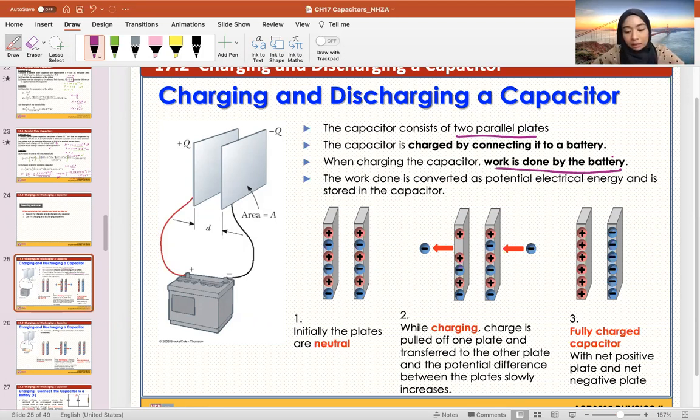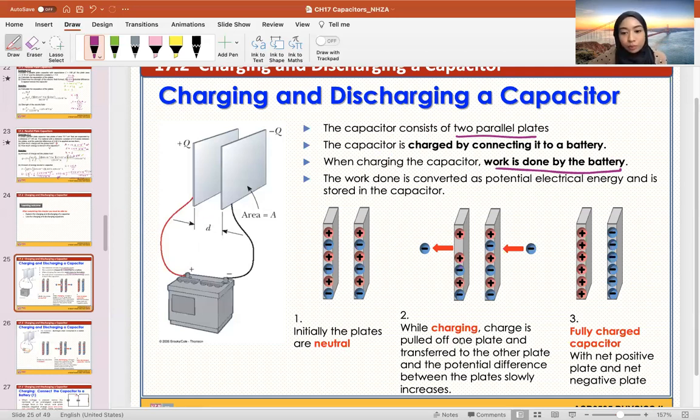But when you connect the plates to a battery, you are giving it energy so that the charges can move and create a potential difference. How does it create the potential difference? One plate becomes positive net charge, one plate becomes negative net charge. When you have two different net charges, you will create a potential difference and you will create electric field, which is necessary in a capacitor. Okay, so initially the plates are neutral.